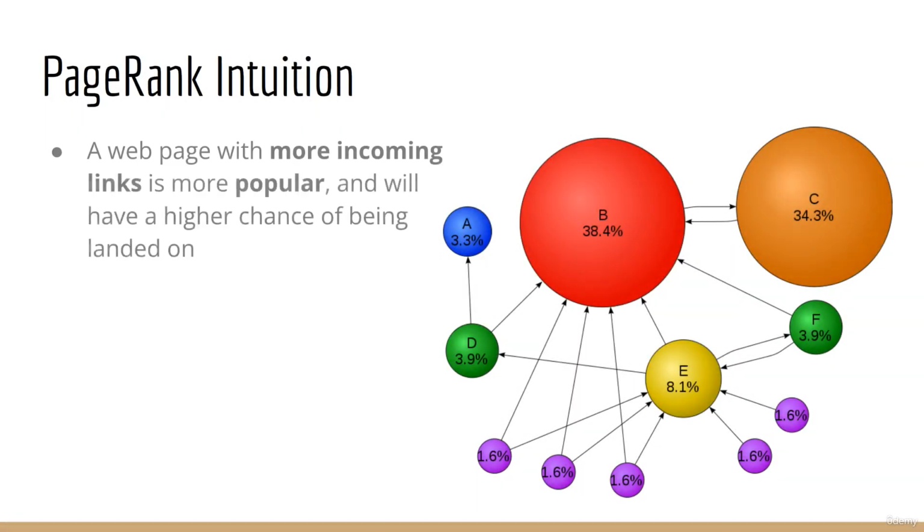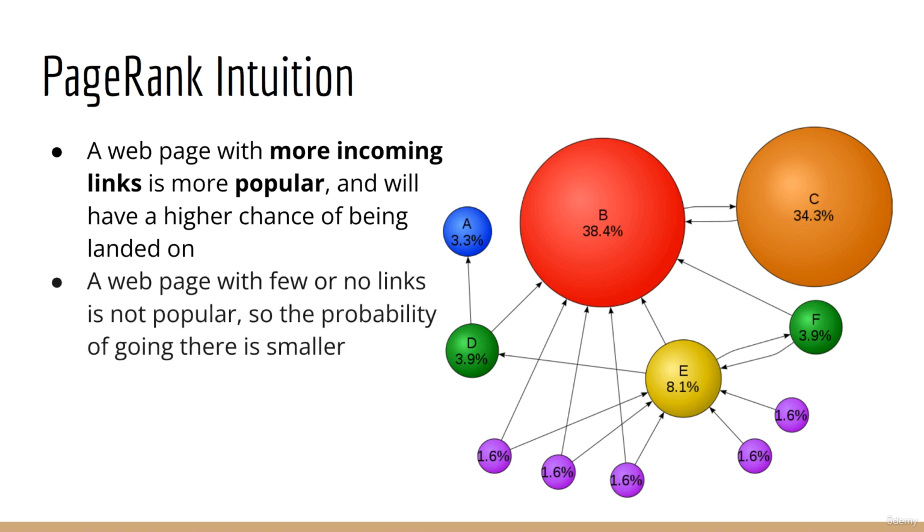Intuitively, you can imagine that a web page with more links to it would be more popular, and hence you'd have a higher chance of landing on that web page. On the other hand, web pages with only a few links or no links to it would be less popular, and the probability of landing on those pages would be smaller. So hopefully that makes sense. Popular web pages have a higher chance of being landed on, and unpopular web pages have a smaller chance.